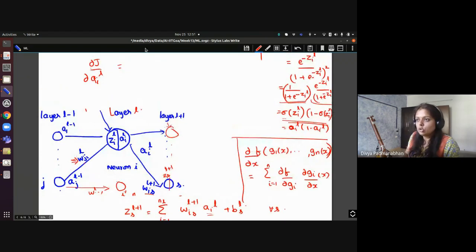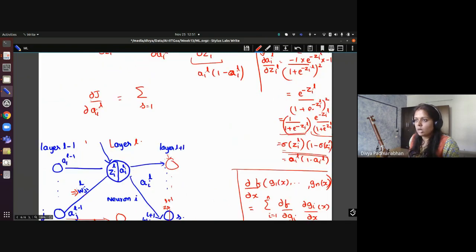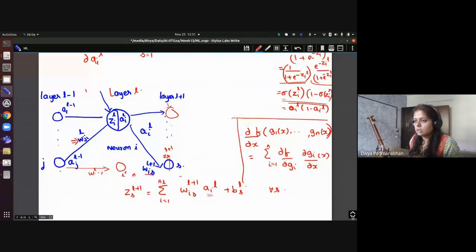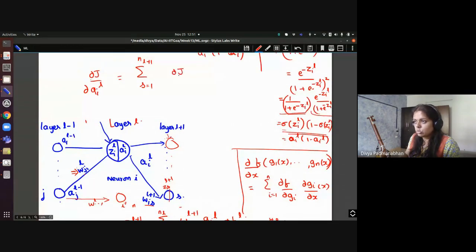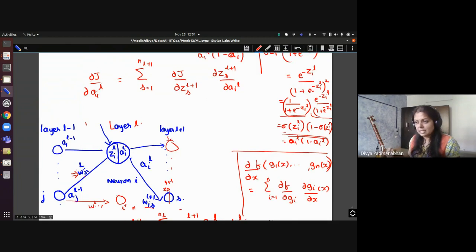So what you do is you take all the S's in layer L plus 1, so S is 1 to N_{L+1}. And you take the derivative with respect to ∂Z_S^{L+1} times ∂Z_S^{L+1} by ∂A_i^L. So it's exactly chain rule. There's nothing else going on here. It's just chain rule of differentiation. And this part is actually what we called delta_S^{L+1}.